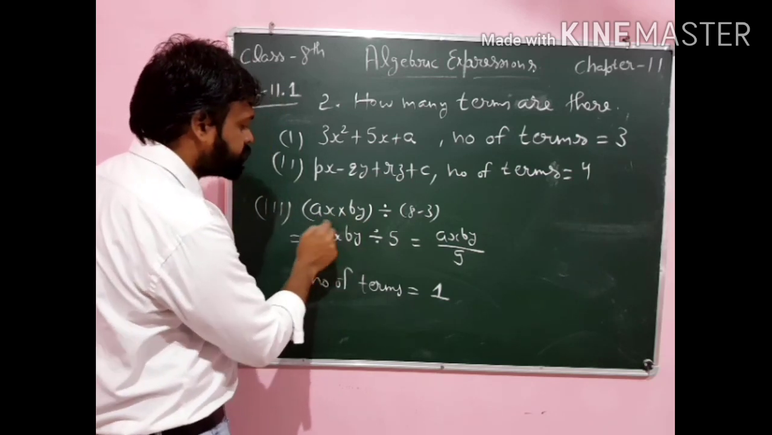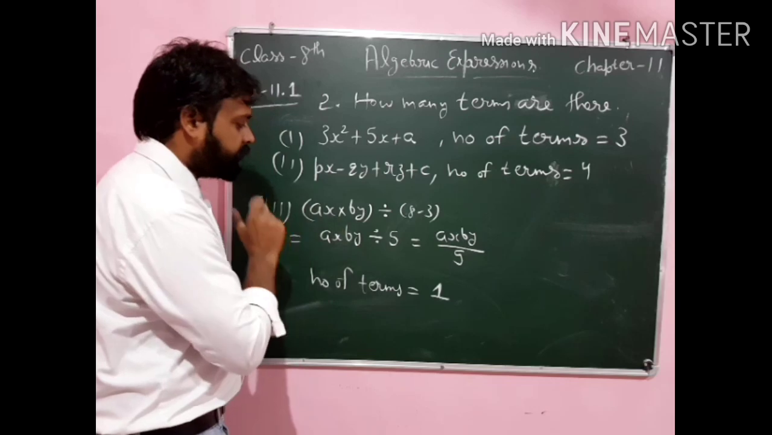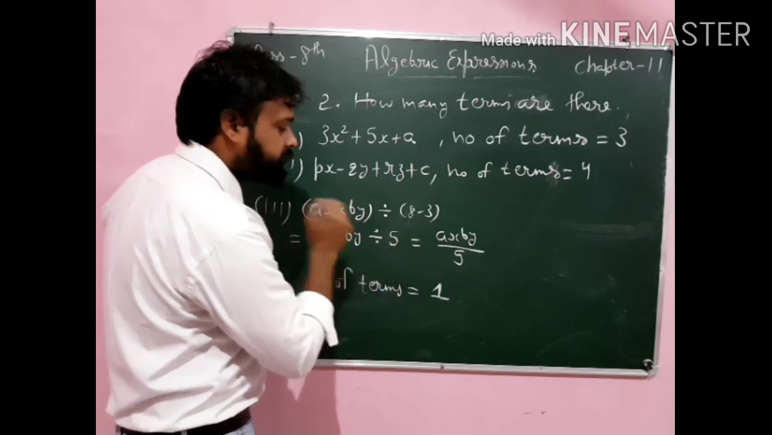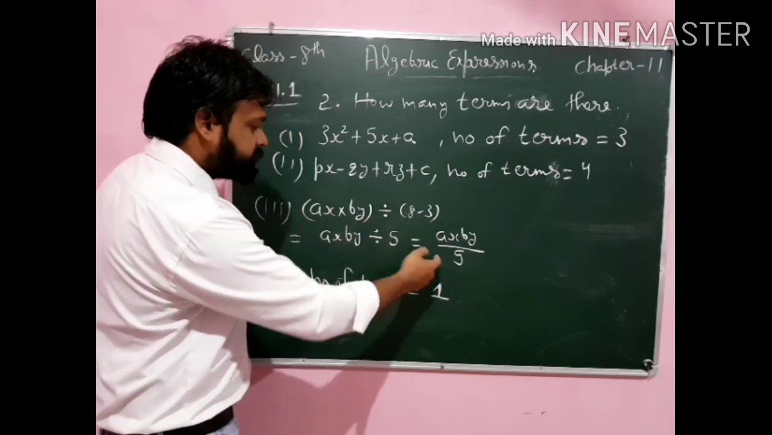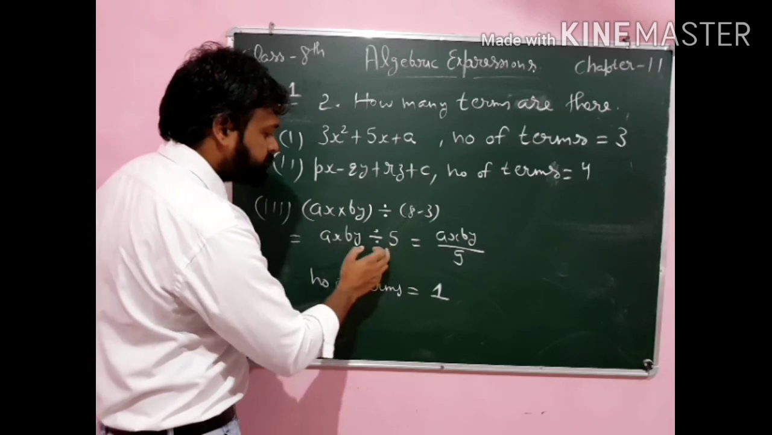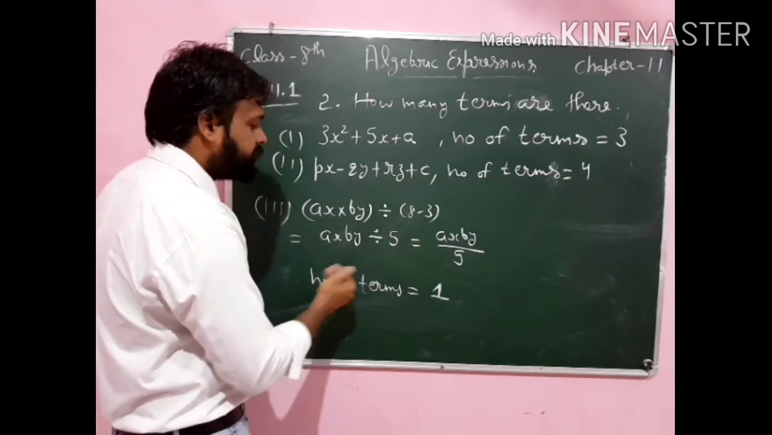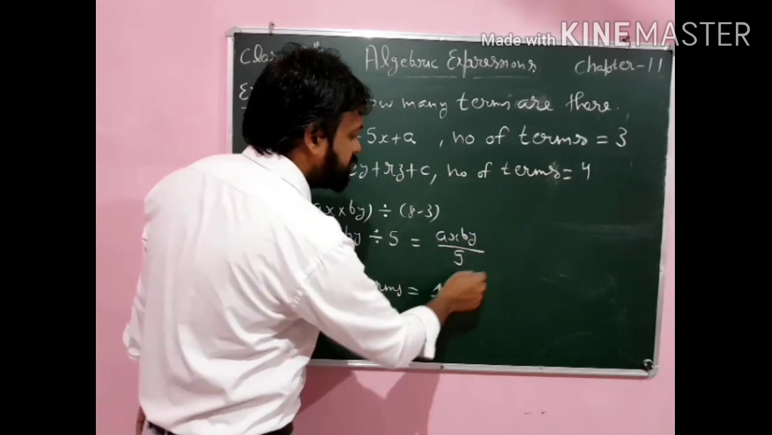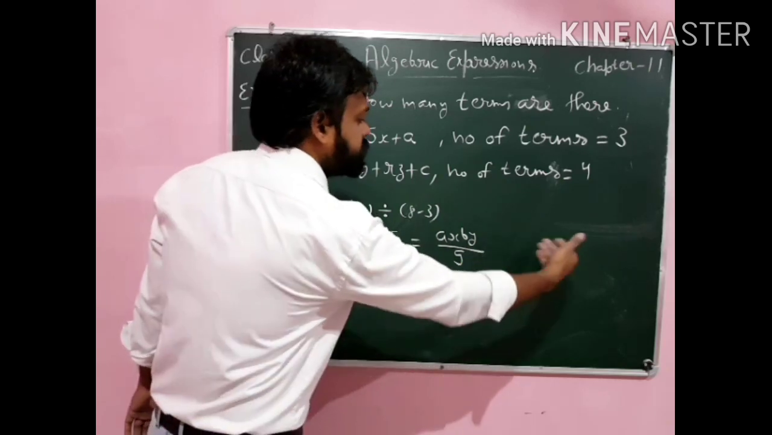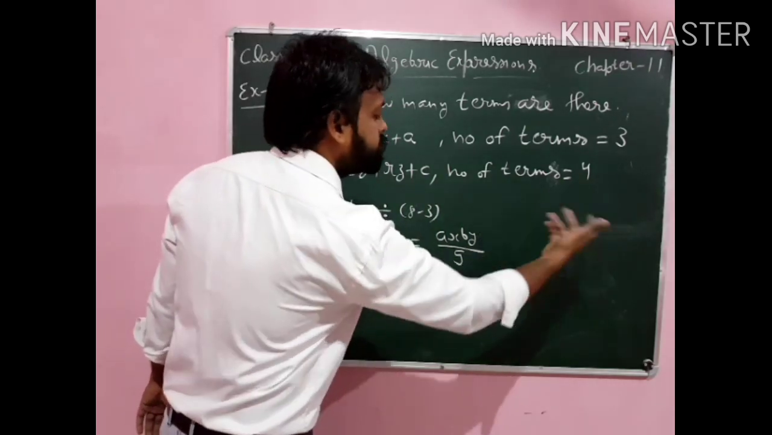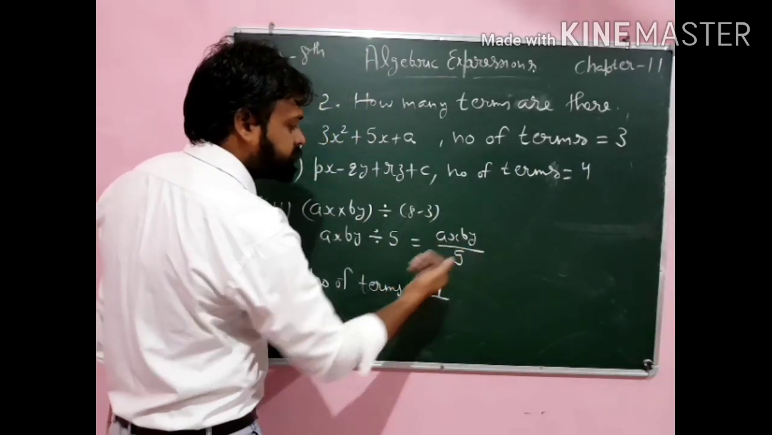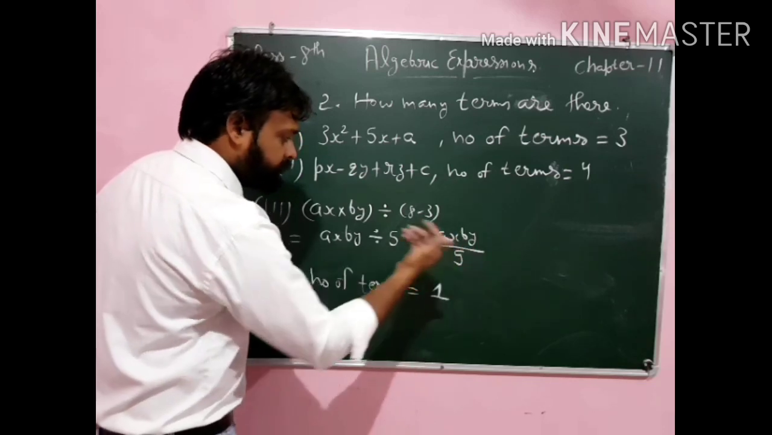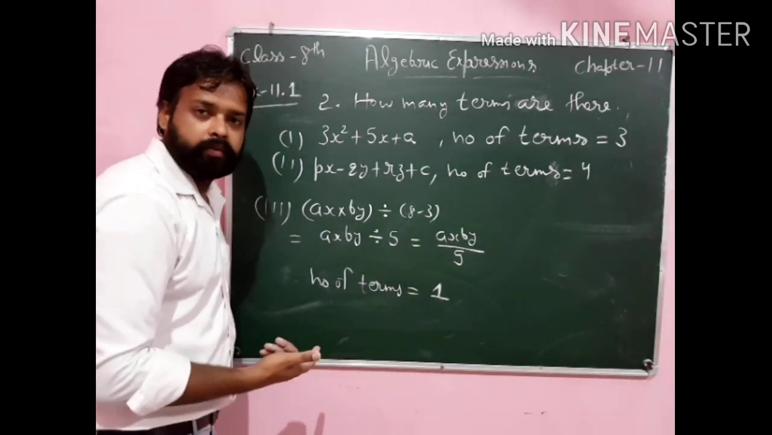When I multiply these two terms, it will become directly axby. And the division sign is here, and you can see that 8 minus 3 is equal to 5. In the next step there is a division sign between these two terms. It means this axby is divided by 5. So you can directly write axby over 5. Now you can see there is only a single term, because there is no addition or subtraction sign between any two terms. This is axby over 5. So the number of terms is equal to only 1.